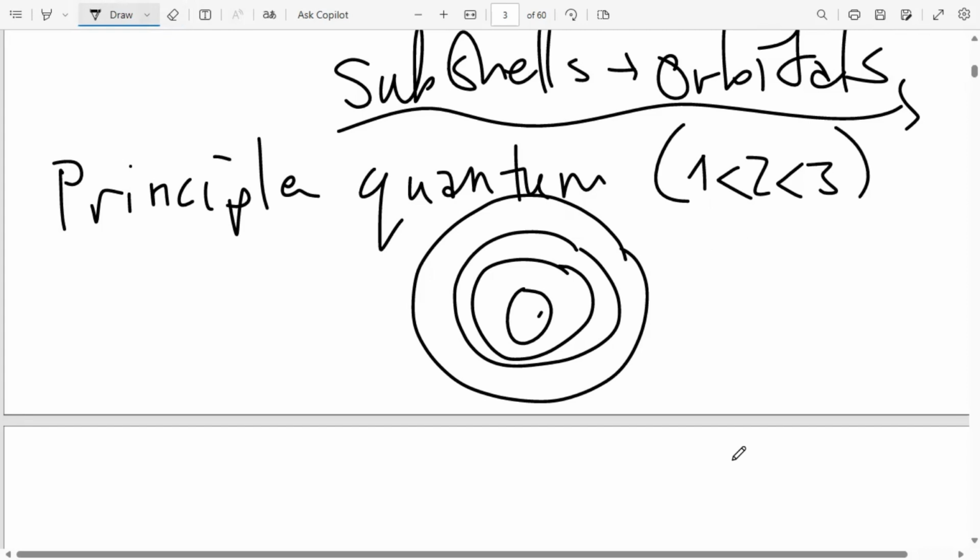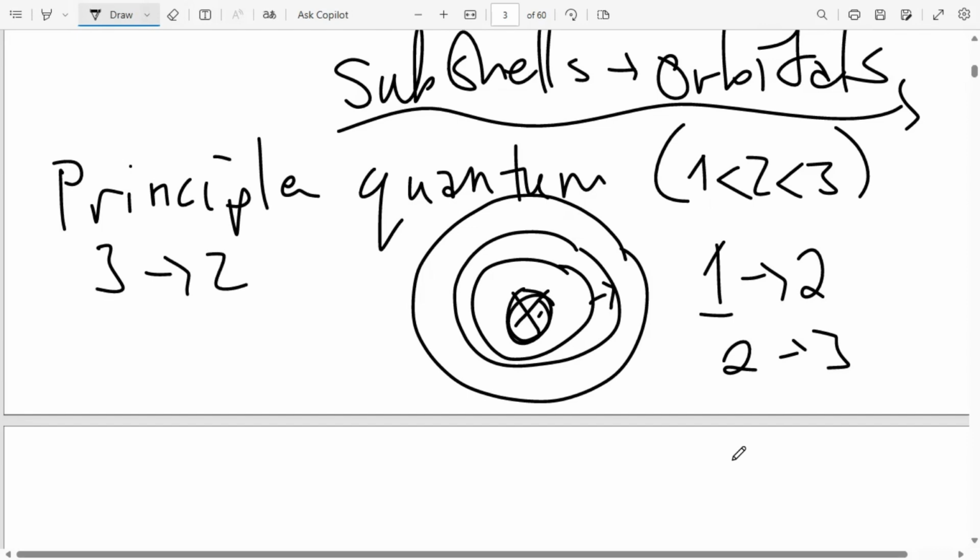Electrons can change their principal quantum number. What do I mean? I mean electrons can move from a shell of lower energy to a shell of higher energy. You can say maybe an electron has transitioned from the first shell to the second shell, or from the second shell to the third shell, or vice versa: an electron transitioning from the third shell to the second shell, or from the second shell to the first shell.